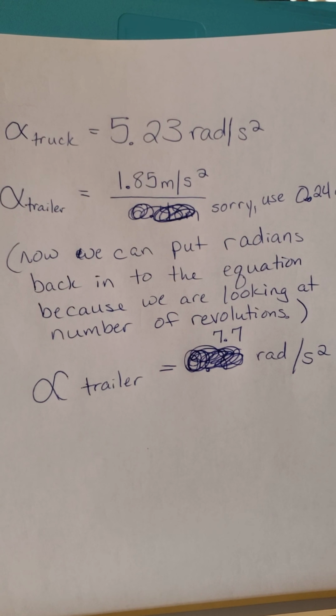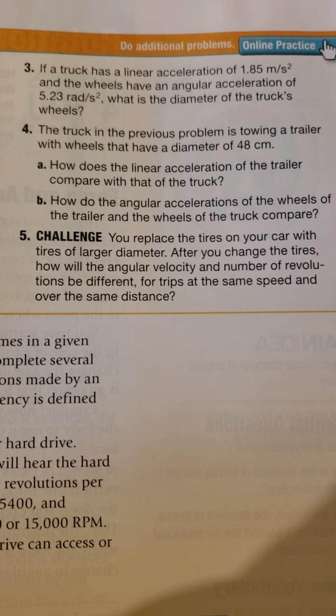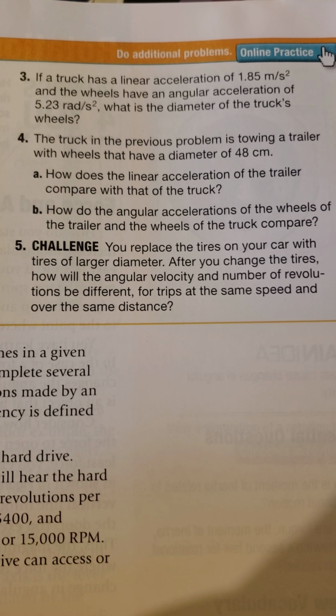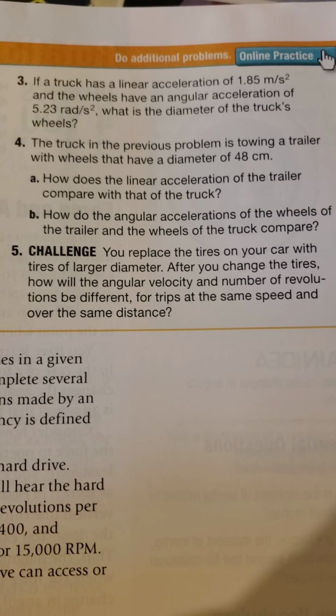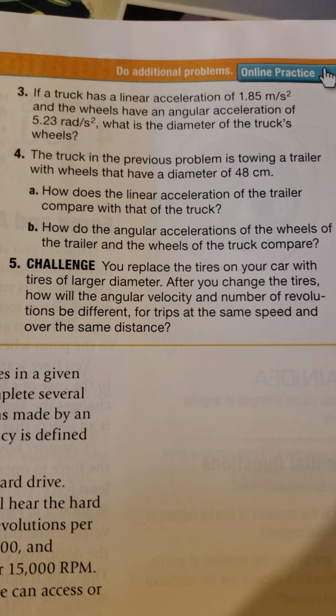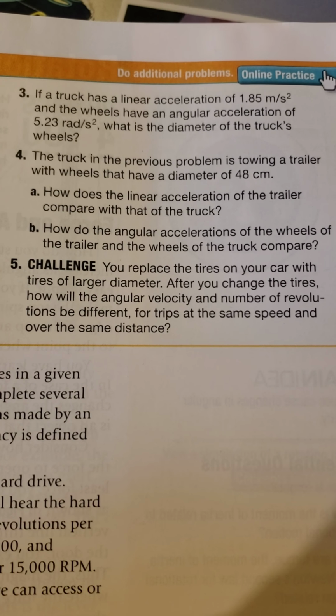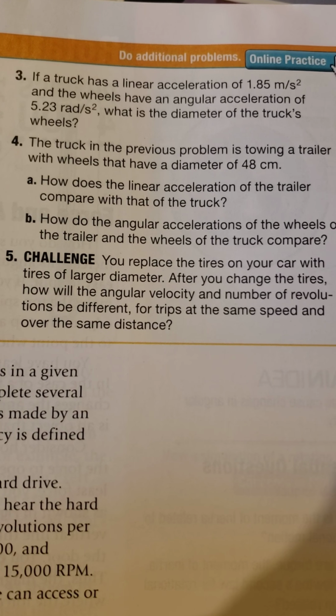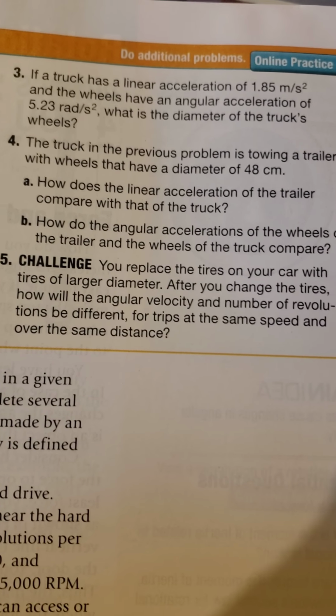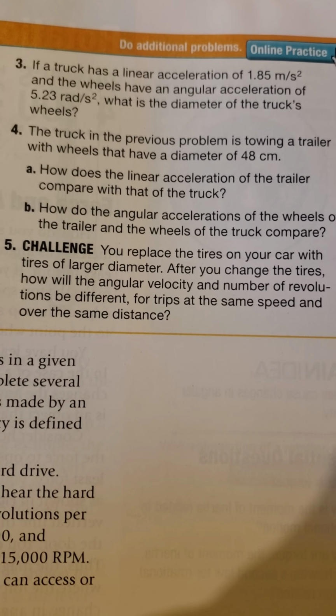You replace the tires on your car with tires that have a larger diameter. So after you change the tires, how will the angular velocity and the number of revolutions be different for trips at the same speed over the same distance? Well, it's the same thing that I was talking to you about, Danny DeVito versus Abraham Lincoln. So you're going to take your Danny DeVito car tire and replace it with an Abraham Lincoln car tire. So a bigger tire.